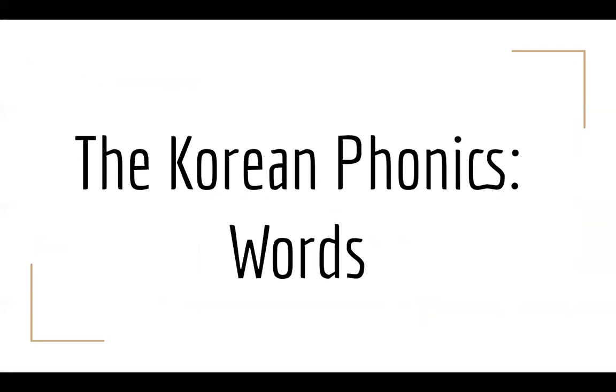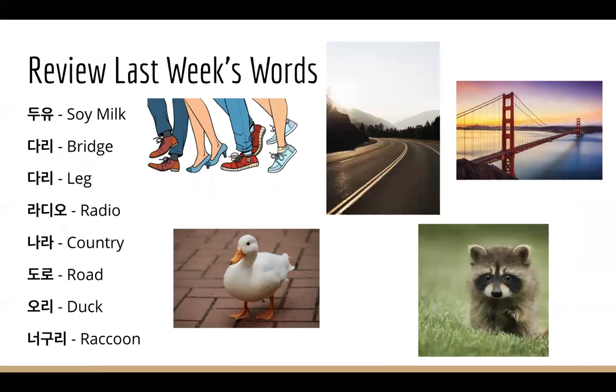We're now going to learn the Korean words with the letters we learned right now. But first, let's start off by reviewing last week's words, just like usual. The first word we learned last week is 소녀, which means girl. The next one is 다리, which has two meanings, bridge and leg, as you can see in the two pictures right here. 다리.